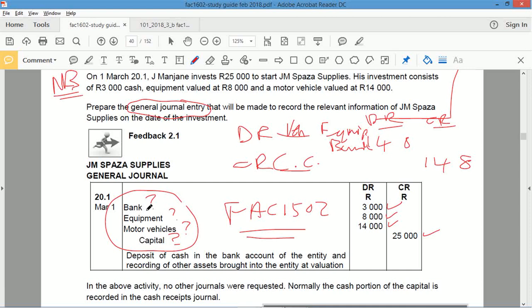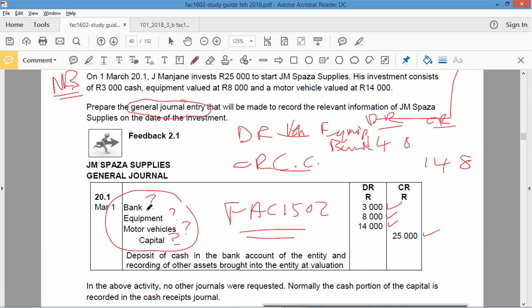So under current, you're going to have the word bank, and you're going to have the 5,000 amount. Okay, where are you going to put equipment? Non-current asset. Good. So picture the statement of financial position disclosure: the big word assets, underneath that non-current, and underneath that equipment with the amount. So motor vehicles will also be a non-current asset.